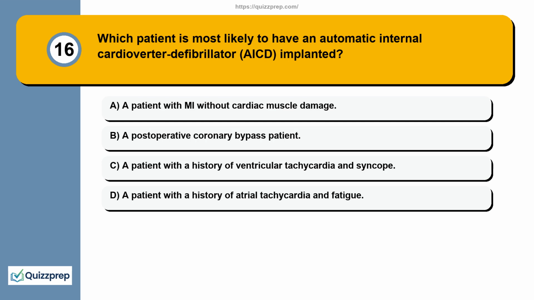Question 16. Which patient is most likely to have an automatic internal cardioverter defibrillator, AICD, implanted? A patient without cardiac muscle damage. A postoperative coronary bypass patient. A patient with a history of ventricular tachycardia and syncope. A patient with a history of atrial tachycardia and fatigue.